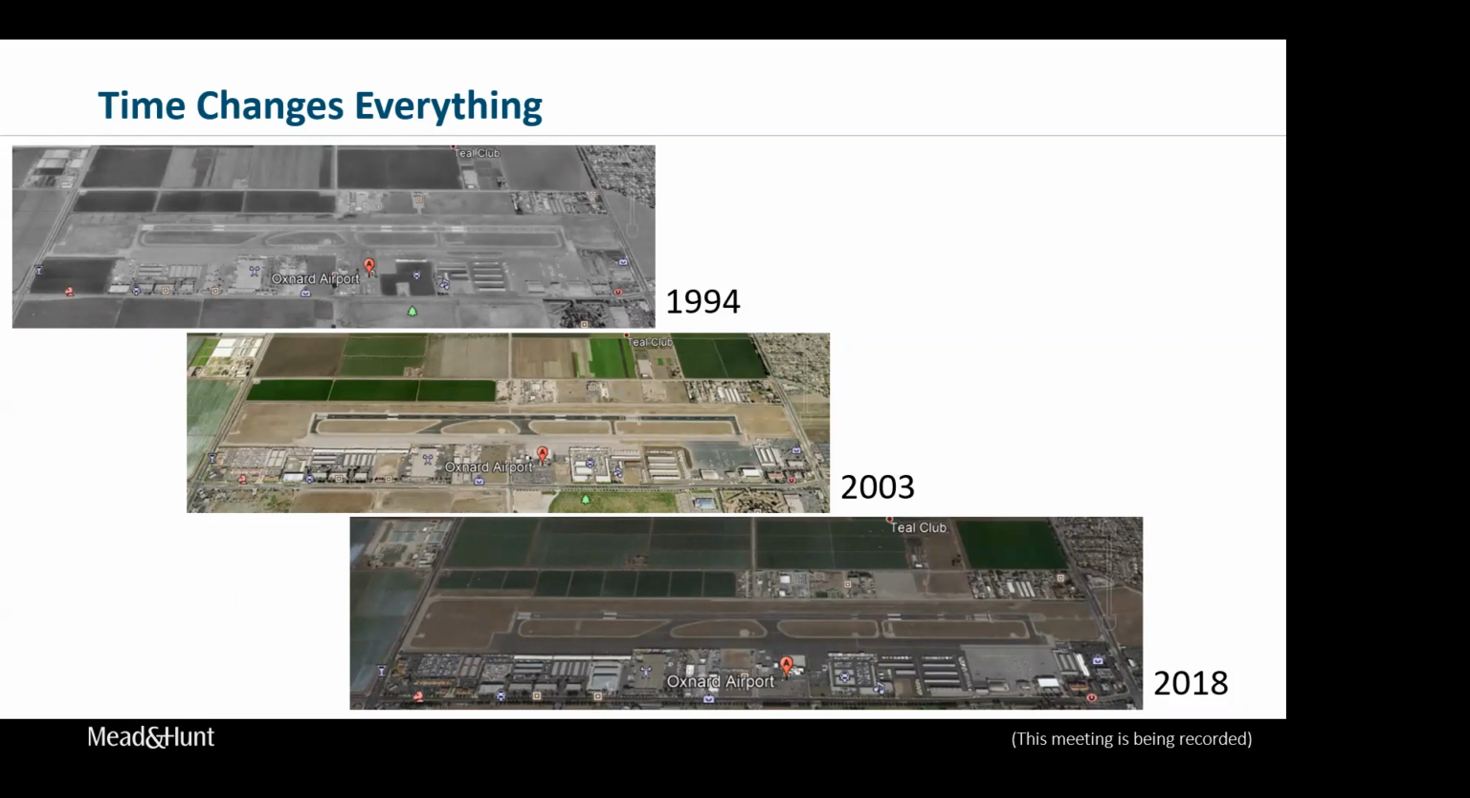We have three different photos here going back to 1994 of what Oxnard Airport used to look like. And the day after pavement is constructed, it does start to wear and deteriorate due to several different types of factors, including but not limited to the climate, the materials, the number and size of aircraft operations, the drainage, as well as construction quality.